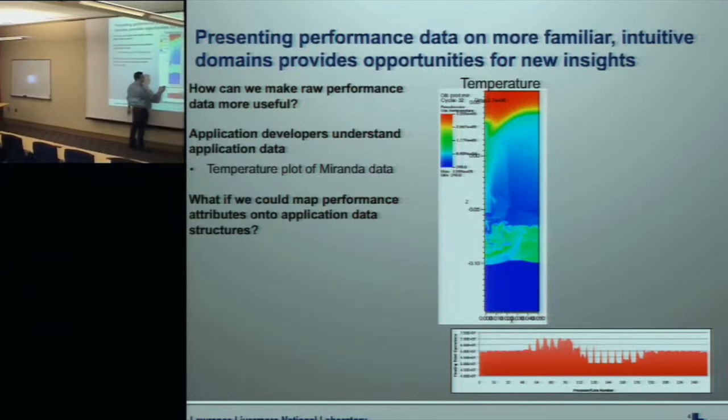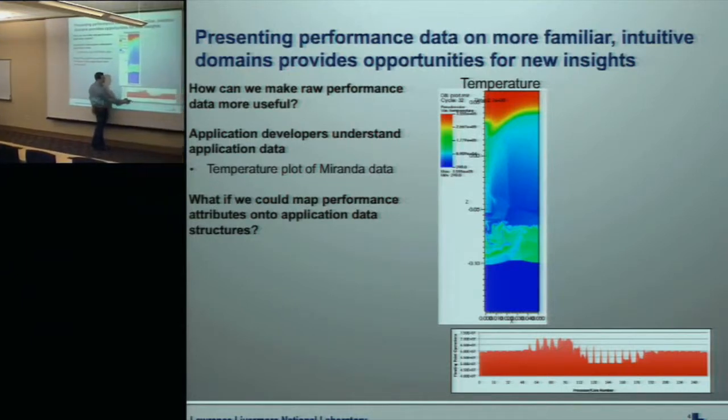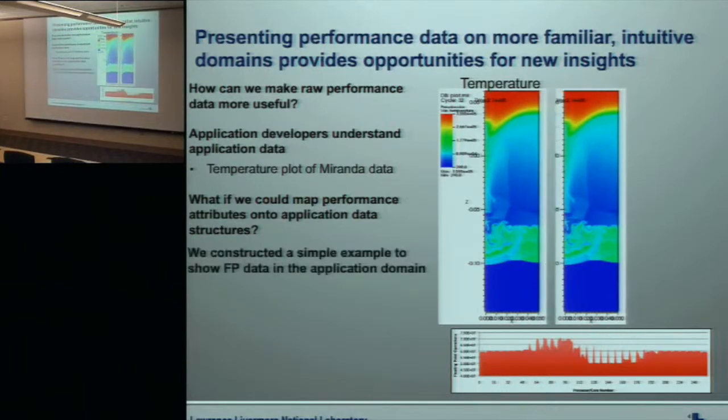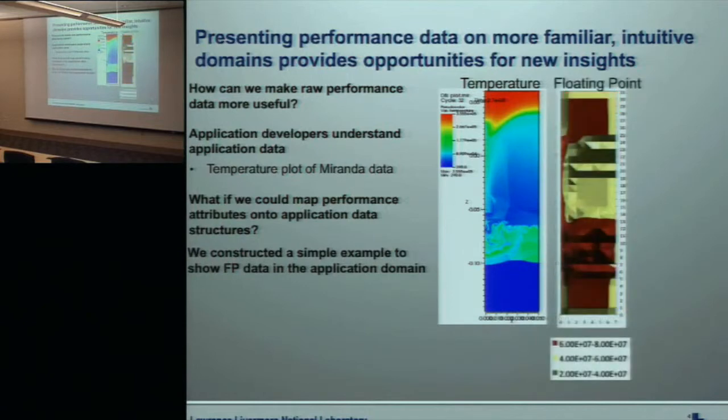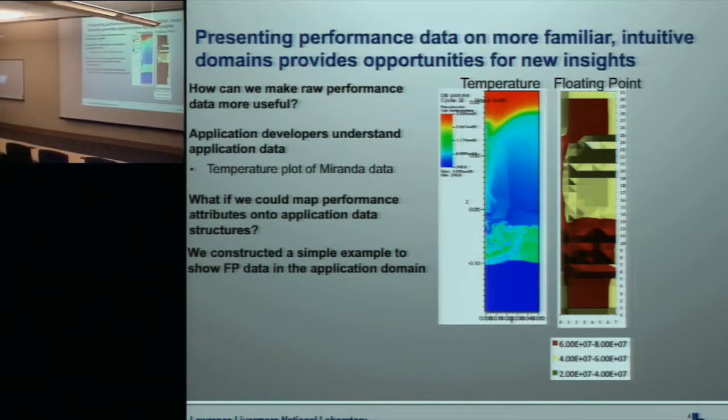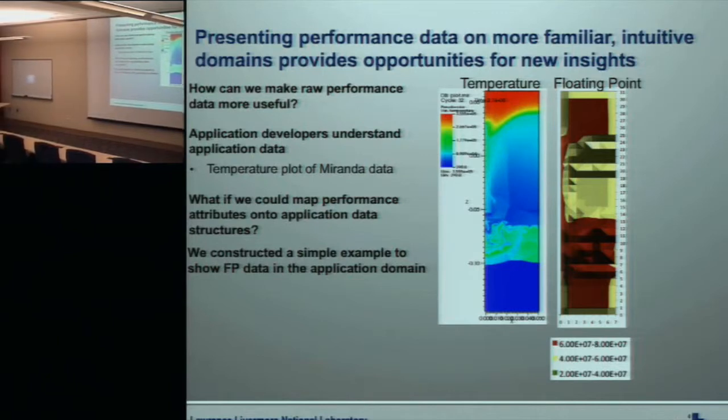And this is the same 256 process simulation. But this axis right here is, I think, 8 processes wide, and this is 32 processes. And it's just your standard contiguous domain decomposition. But if you take that same floating point data and you project it onto the domain where the application is doing something, then it makes a lot more sense, because you can actually see that there are higher floating point counts where the simulation is doing more complicated things.